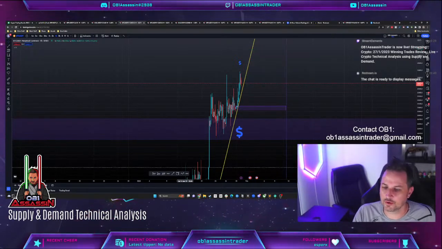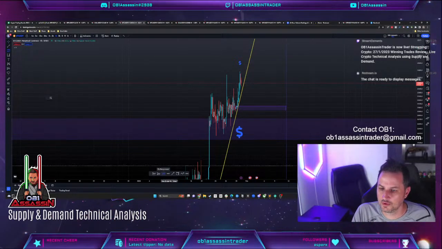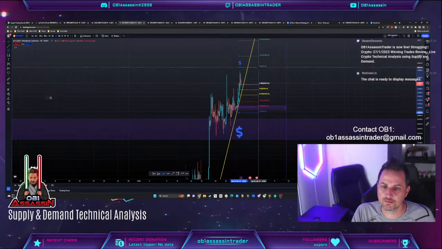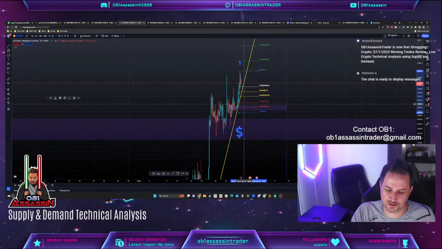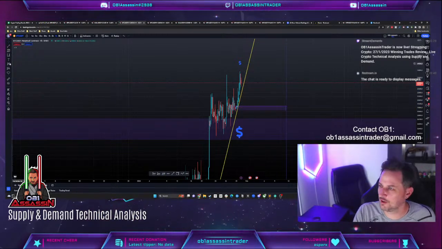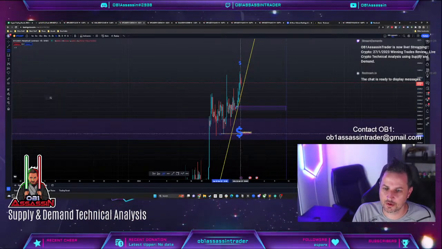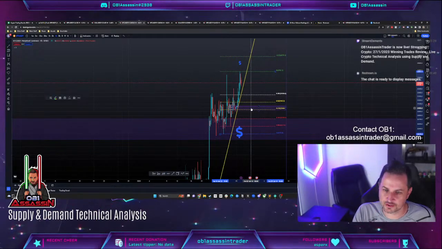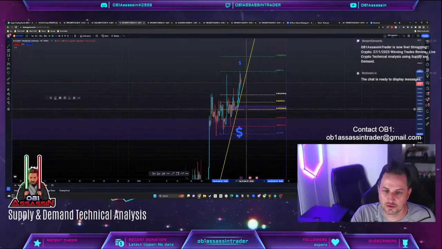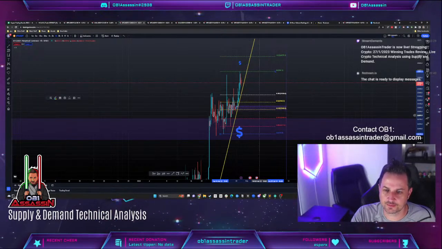Before I add that long in though, let's just do a fib retrace from the bottom to the top. That's a nice entry point there. That's actually not going to tell me too much. From the bottom to the top of there, we get a nice 60% area to enter. So I think that's pretty good. That's a good retracement area right there.